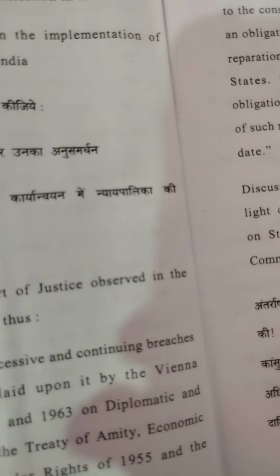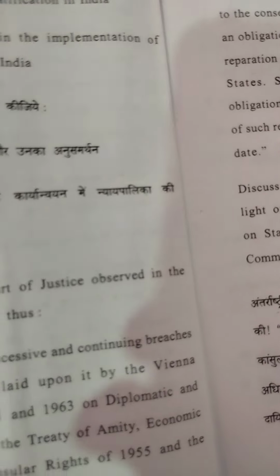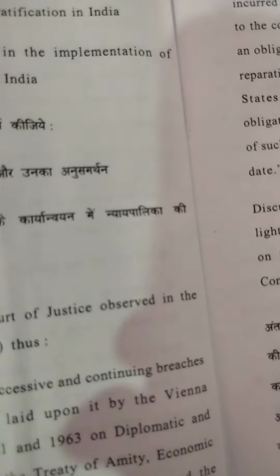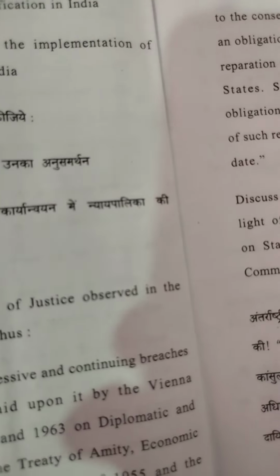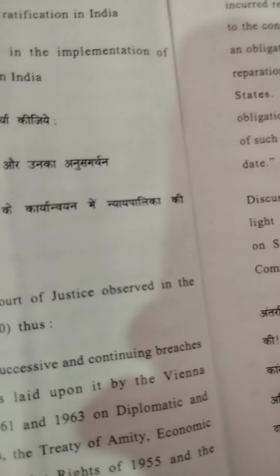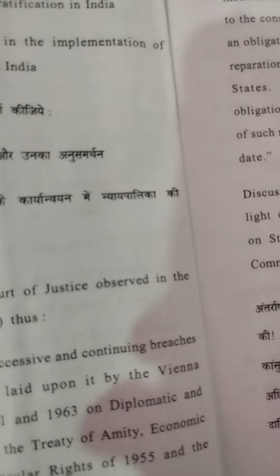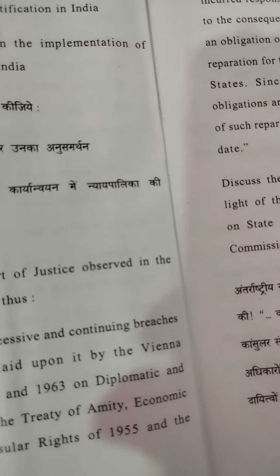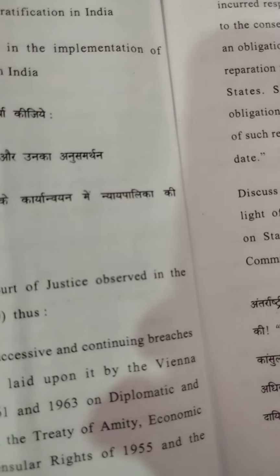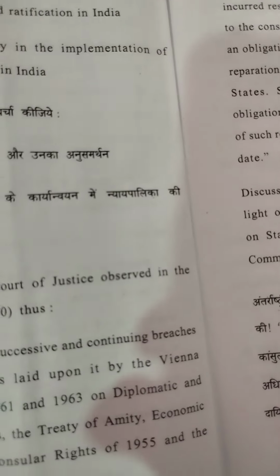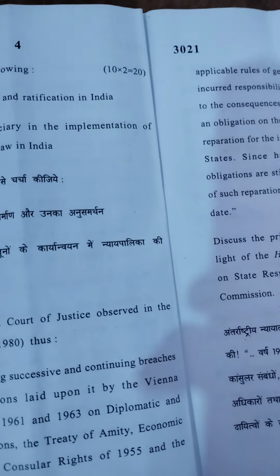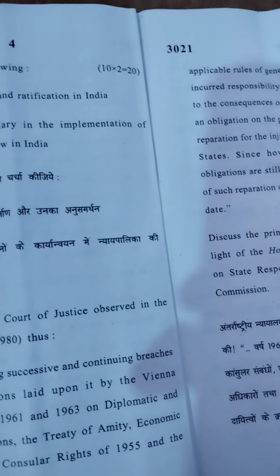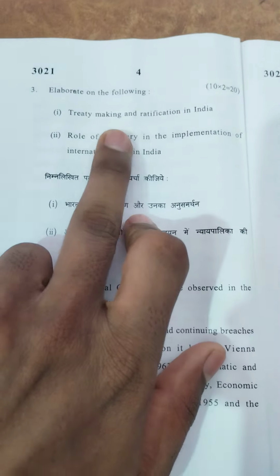Next process is registration and publication. A treaty is required to be registered with the Secretary General of the United Nations after it has come into force. Article 102 of the UN Charter says that. The last process is application and enforcement. The last step of the formation of a treaty is its application and enforcement. After a treaty is ratified, published and registered, it is applied and enforced between the concerned parties. This is the process for treaty making.